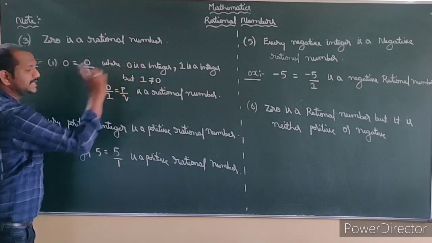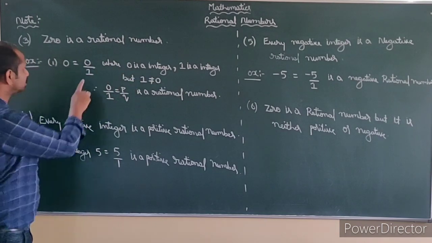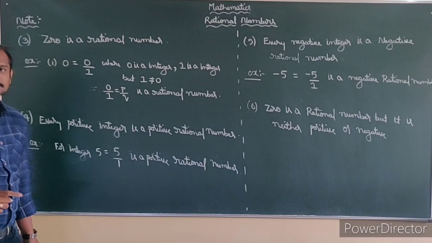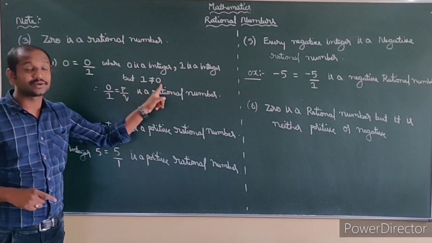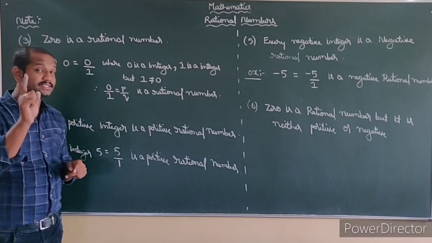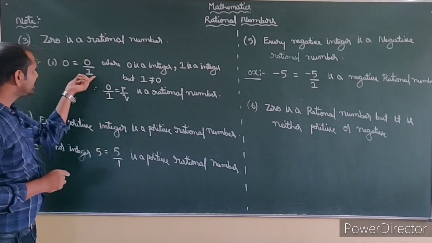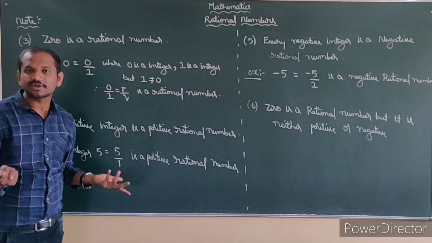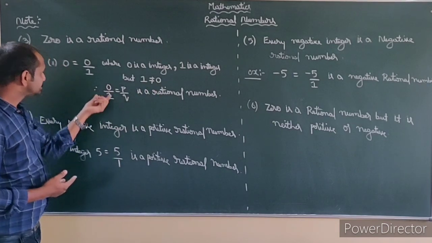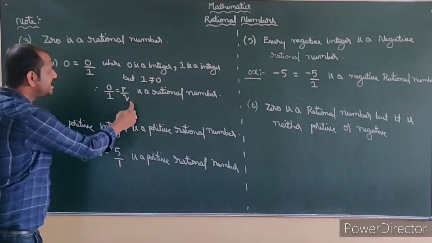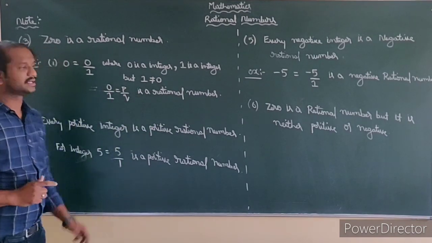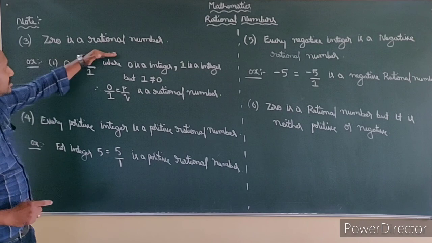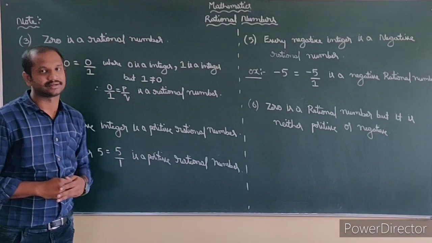See, 0 is an integer. 1 is also an integer. But 1 does not belong to what? 0. I told you the denominator should never be 0. Here we have 1, so 1 does not belong to 0. Hence 0 by 1 is in the form of p by q, and hence we can tell it is a rational number. This is a proof to show that 0 is also a rational number.